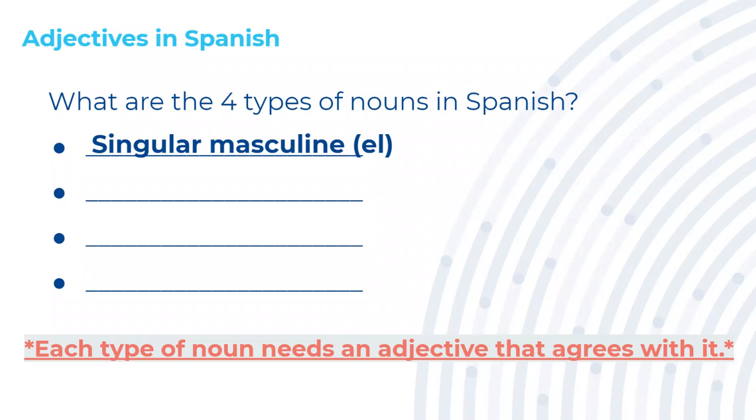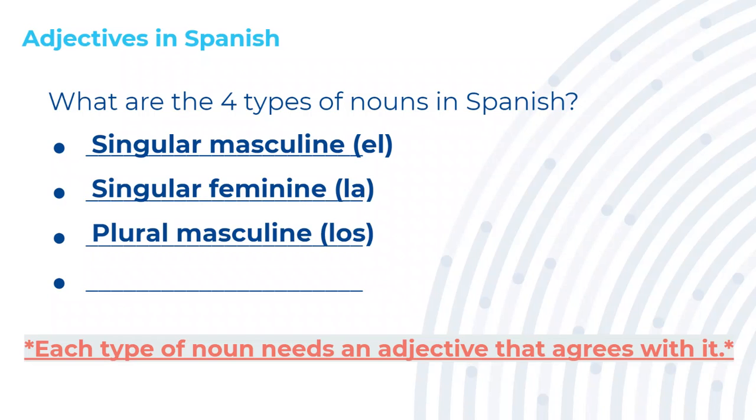There are singular masculine nouns. There are singular feminine nouns. There are plural masculine nouns, and there are plural feminine nouns. Now, some of you might not realize, how do you identify whether it's singular or plural, or feminine or masculine?